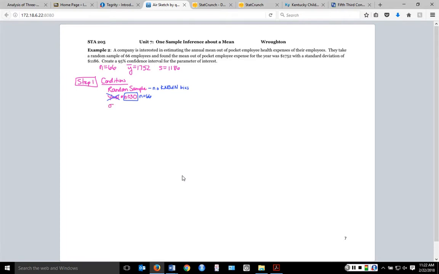And then finally, our population standard deviation is going to be unknown. And again, remember, we have a sample standard deviation. It's just not the population one.